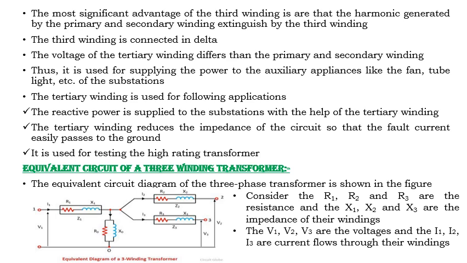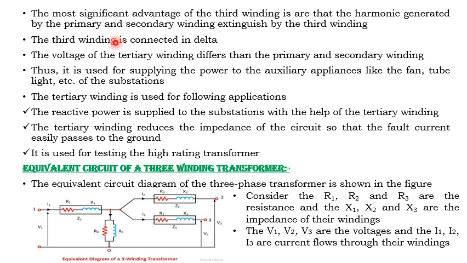The most significant advantage of the third winding is that the harmonics generated by the primary and secondary windings are extinguished by the third winding. So the main advantage of the tertiary winding is that it suppresses the harmonics. As you know the drawback of harmonics, the suppression of harmonics plays a very important role, since the tertiary winding suppresses the harmonics generated by the primary winding.